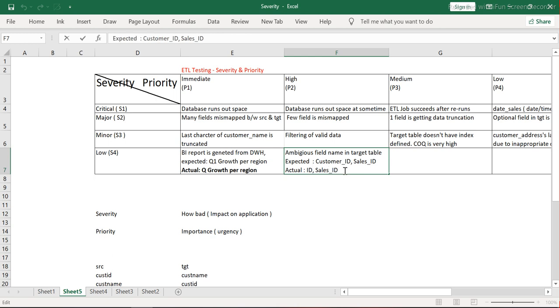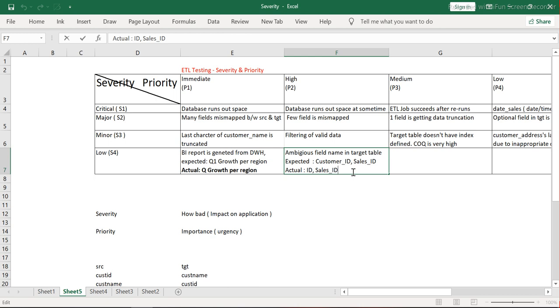This is basically ambiguity, and there is no problem. Everything is loading properly, data and all. But in the backend, this particular column is not correct. Okay. Now we'll see low severity and medium priority.